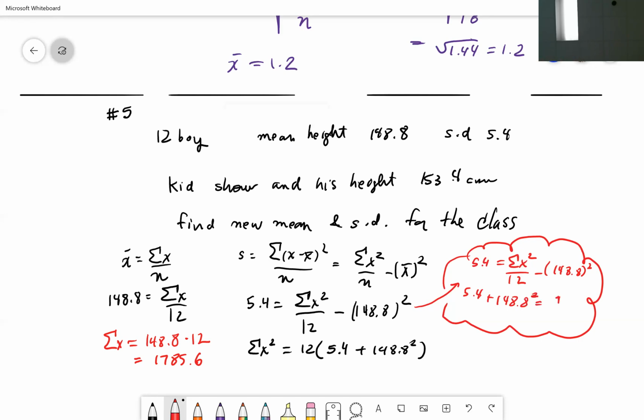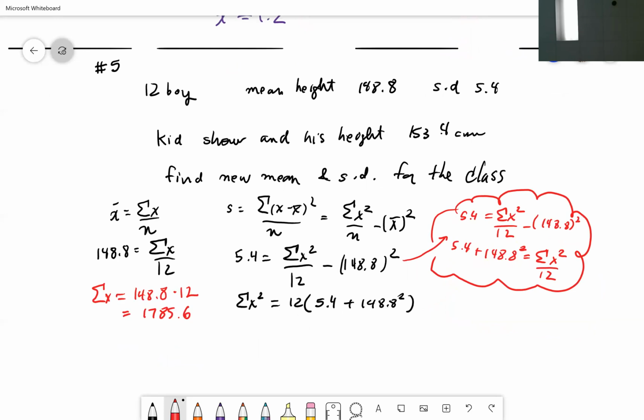And then you're left with this. And then you're just going to go ahead and multiply it by 12. Now, of course, you have to put the parentheses around that other side. All right. So now you just calculate that. It's going to be 5.4 plus 148.8 raised to the second. You're going to multiply that by 12.